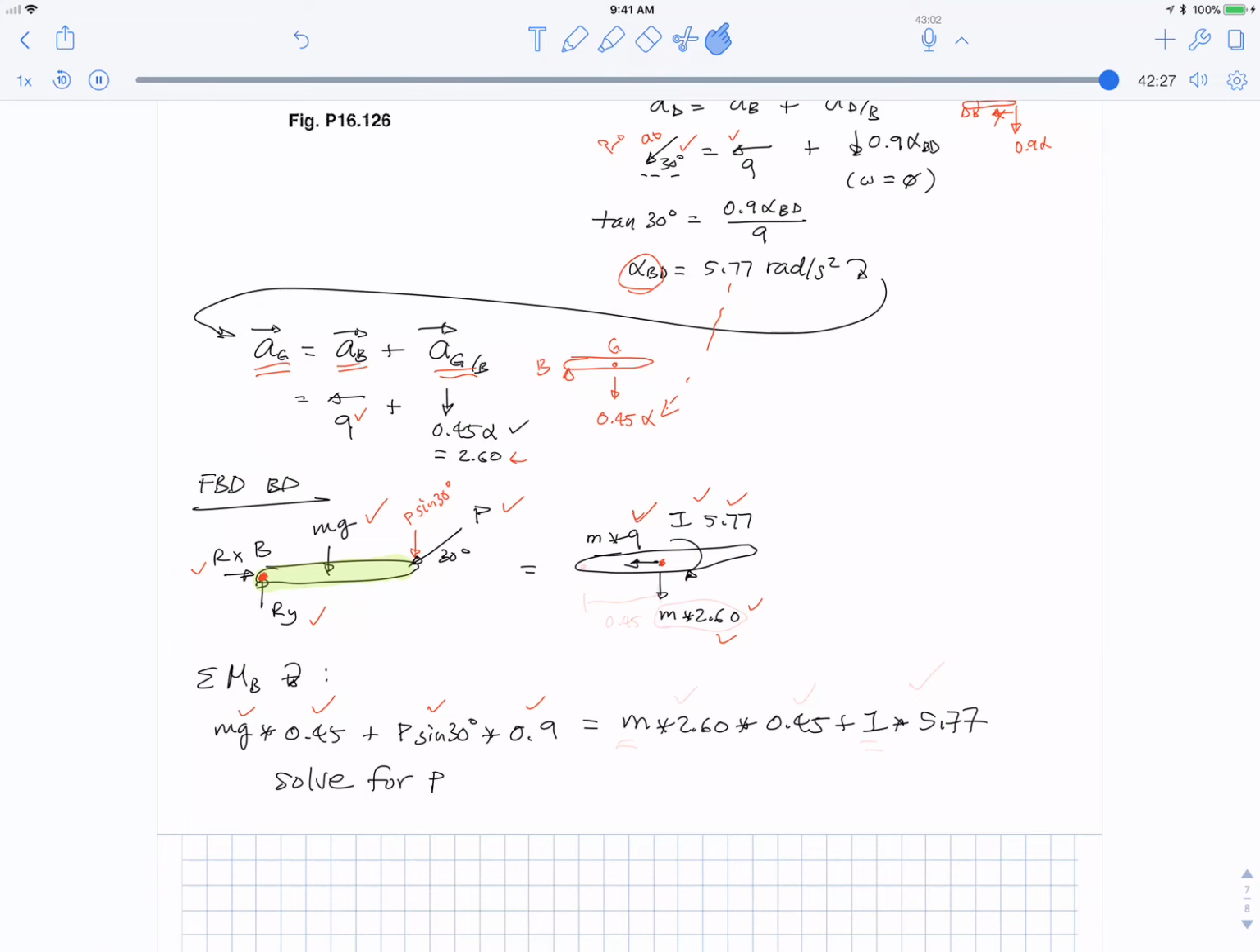And on the right-hand side, taking moments about the same point B, you have m times 2.6, this one right here, and its distance from there is 0.45 meters. So there's that, times 0.45. The m times 9 points right through B, so that doesn't have a moment. And you have this I times 5.77. You can calculate what m is, or it's given. You can calculate I. You can solve this whole thing for P, and you'd be done.